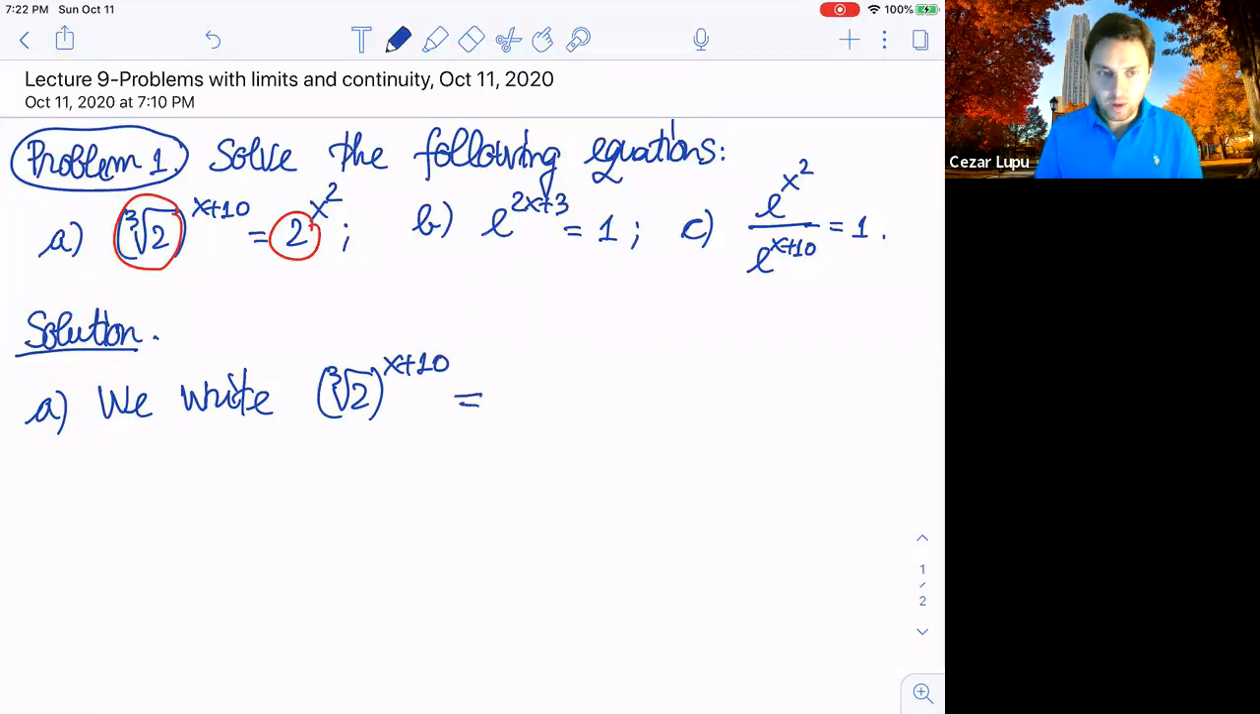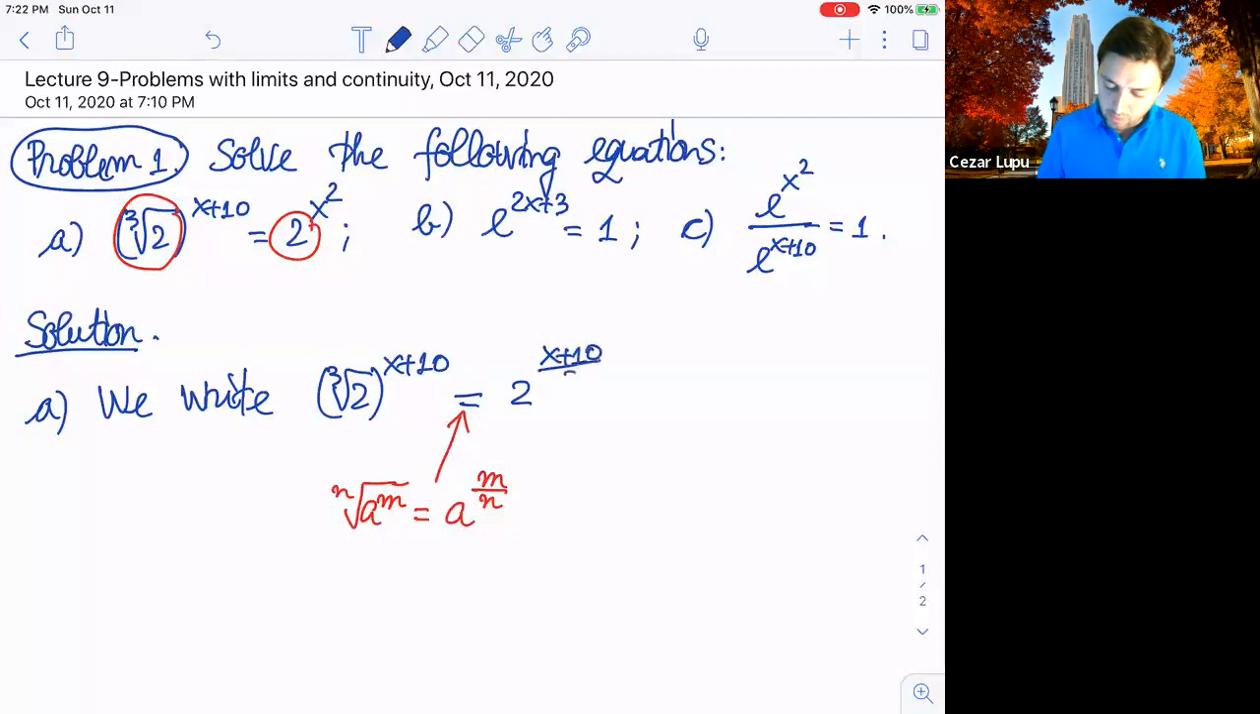pay attention here. We're going to write the cube root as 2 to some rational power. Keep in mind the following rule: the nth root of a to the power m is nothing else than a to the power m over n. So we can write the nth root as a rational power. Let's use this here. So this will be 2 to the power x plus 10, everything over 3.